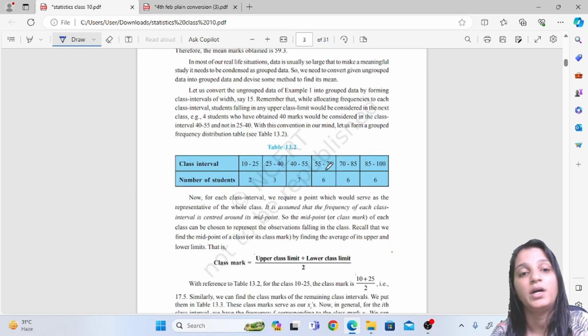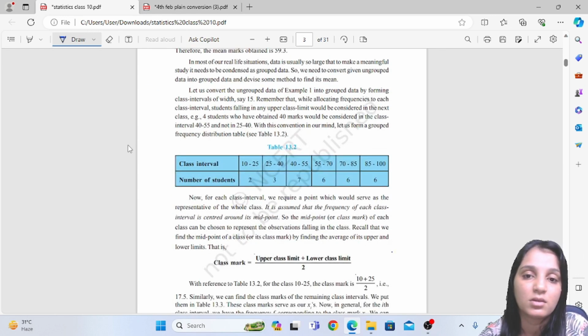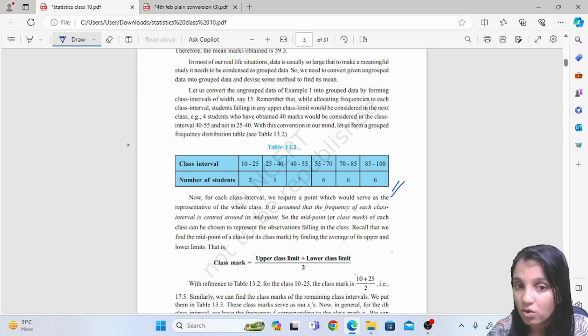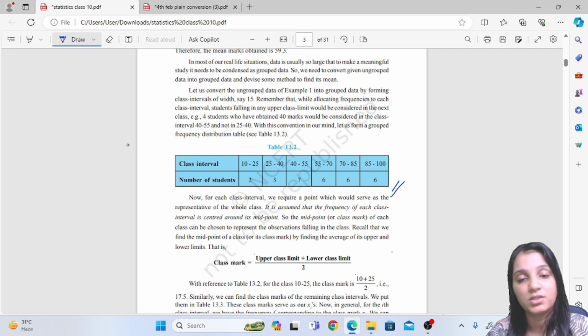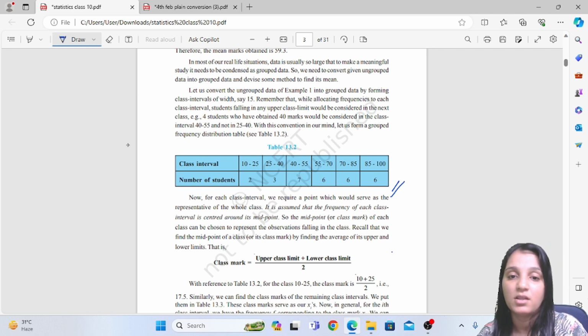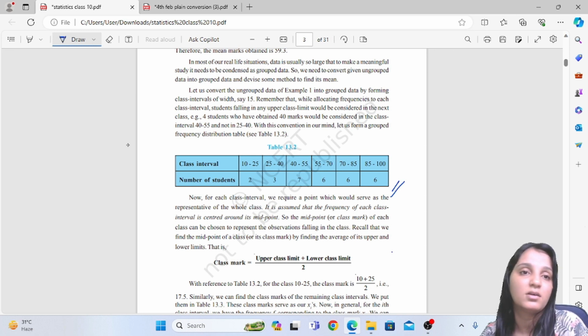So your chart looks somewhat like this. So 10 to 25, how many? 2 students got marks from 10 to 25, 3 students got 25 to 40, 7 students got 40 to 55, 6 students got 55 to 70. Now this is better for us to understand.